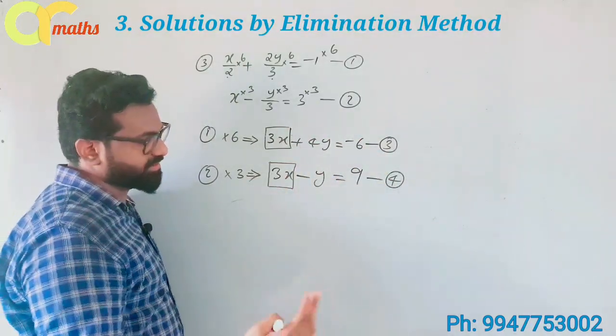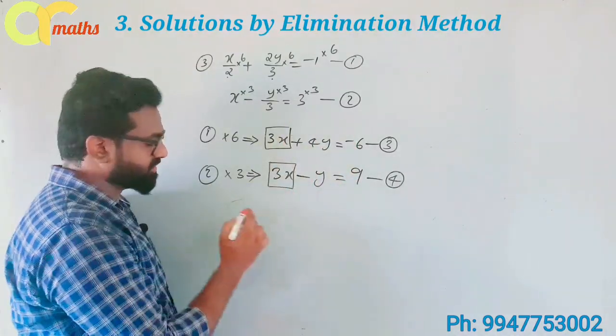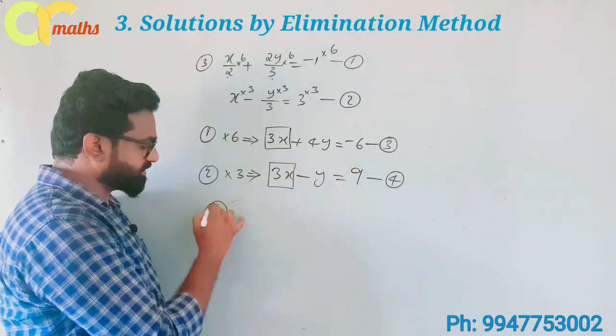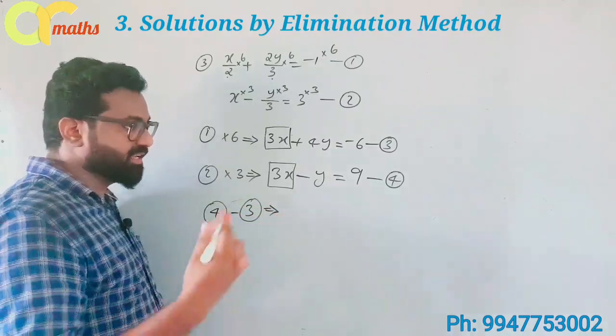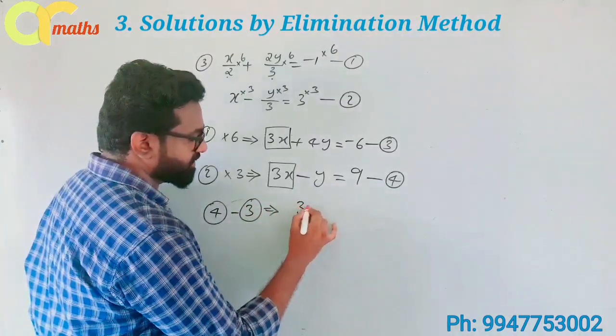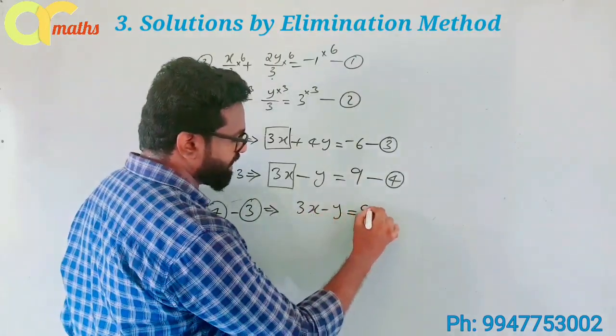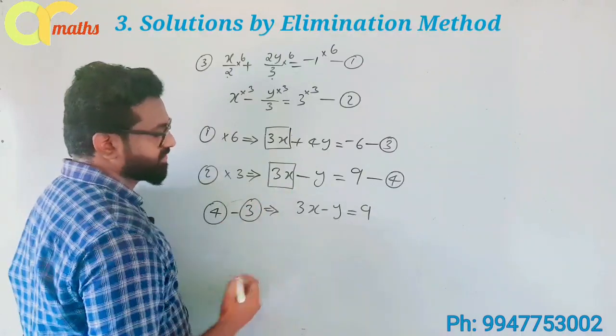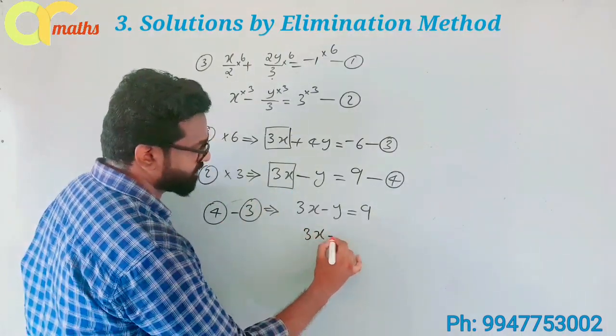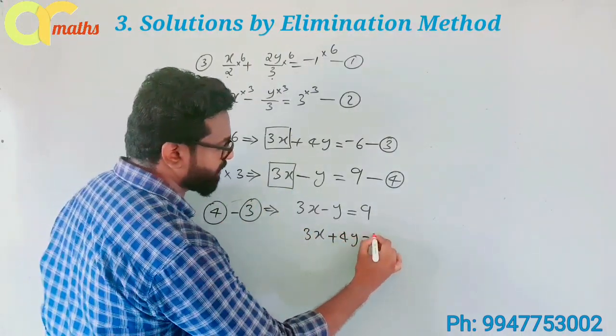You can do any method, large number minus small number, that is better. So, equation 4 minus equation 3. So, here 3x minus y equals 9. That is the fourth equation minus the third equation. So, 3x plus 4y is equal to minus 6.